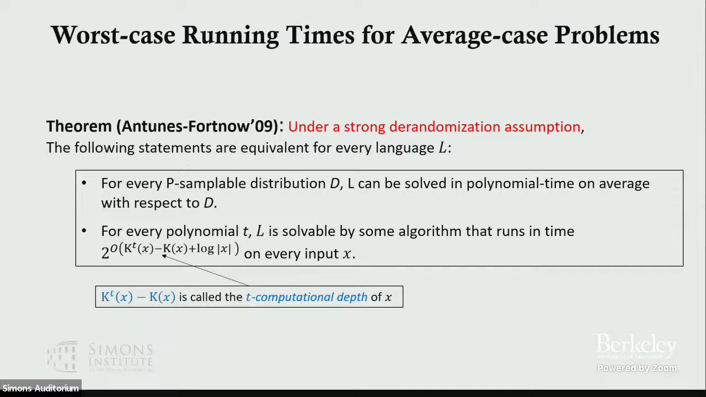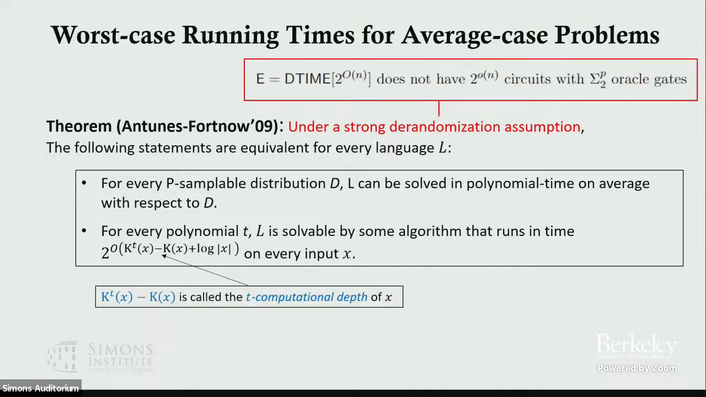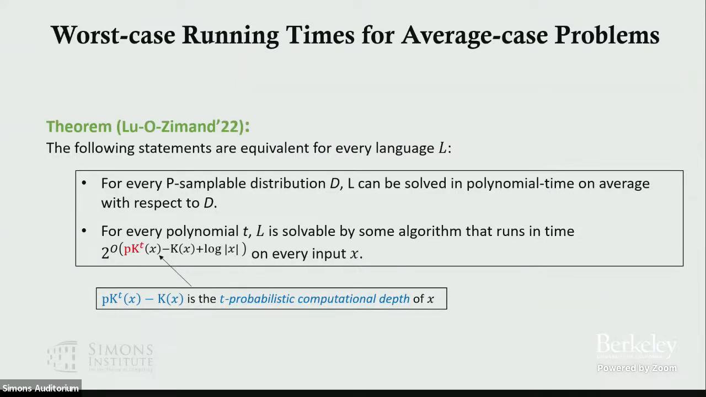Unfortunately, the result required a very strong de-randomization assumption, which is that there are languages in E that don't have sub-exponential size circuits with sigma P2 oracle gates. So it's a reasonably strong assumption. And that motivates trying to get rid of this assumption. And what we did last year, together with Mario Zeman and Zhengjian Lu, was to show, again, once we lifted the randomized Kolmogorov complexity to this notion of PKT in particular, we can remove the assumption. So that allows us to prove an unconditional result.